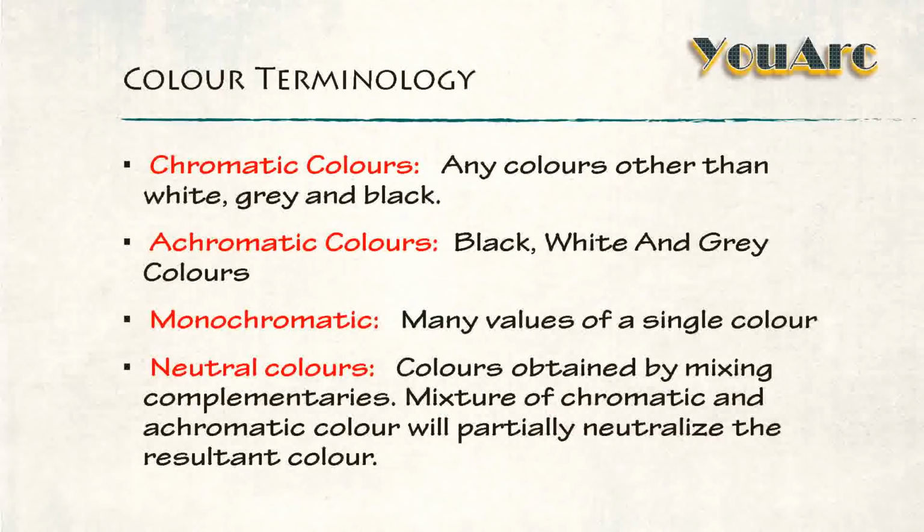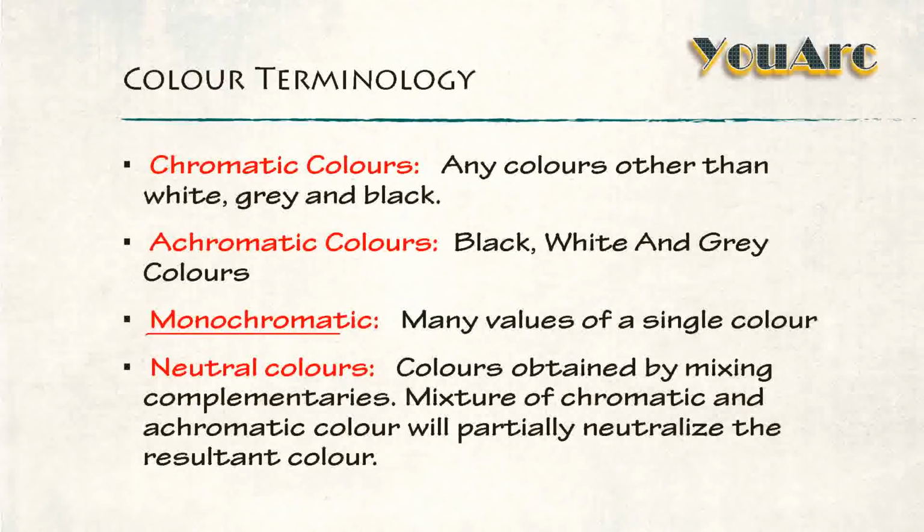Okay, so what is monochromatic? Chromatic means hue, mono means single. So it is about a single color, which means many values of a single color. What is value? We already saw that. Value means adding white or black to the hue. So many values of a single color is called monochromatic, right?